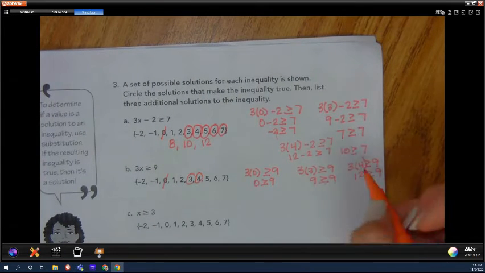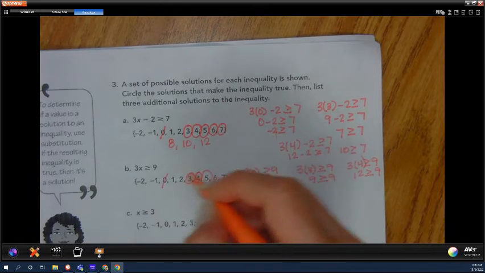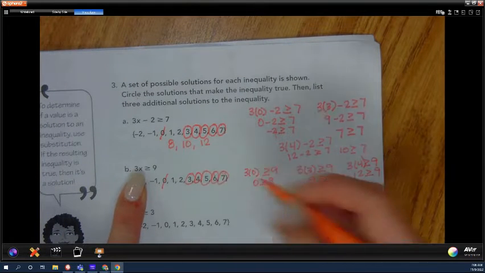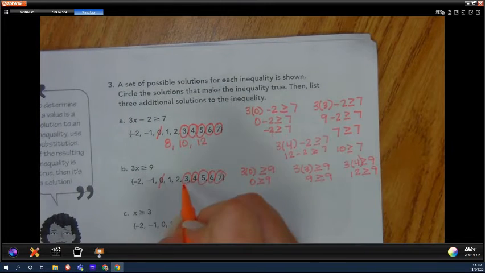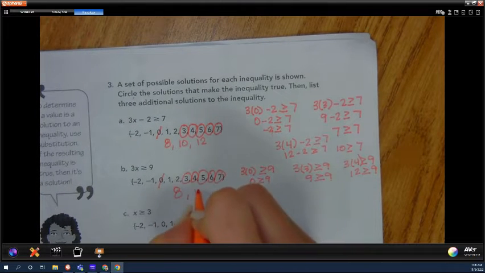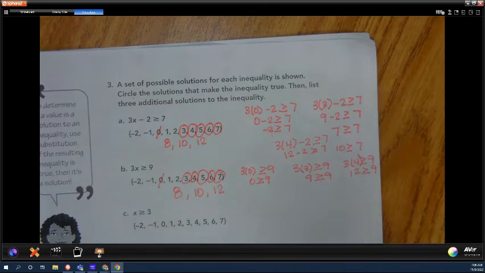What if I plugged in 5? Well, 3 times 5 is 15. That's bigger than 9. 3 times 6 is 18. 3 times 7 is 21. All of these numbers that are 3 and bigger are going to be possible solutions. So it looks like I can use 8, 10, and 12 as a solution as well.